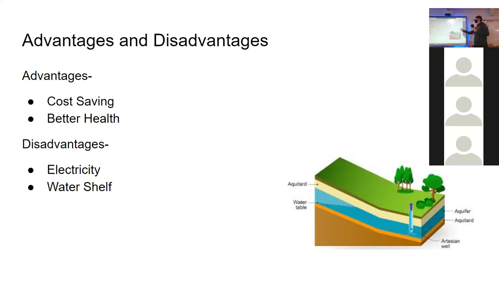And then some advantages and disadvantages: in the long run, it's not as much money as a water tower, using water from that. And then it's better health because there's no chemicals. Some disadvantages are it doesn't work without electricity. And there's a water shelf where you get the water from. If there's a drought, you won't get as much water. Yeah, and that's it.